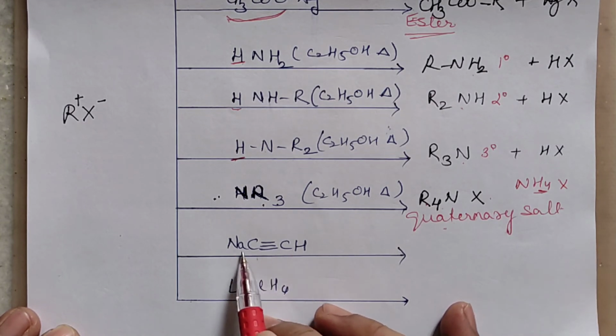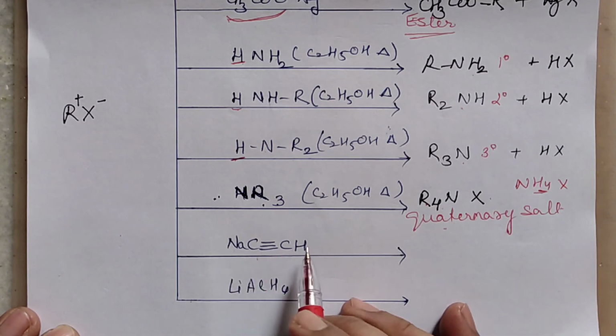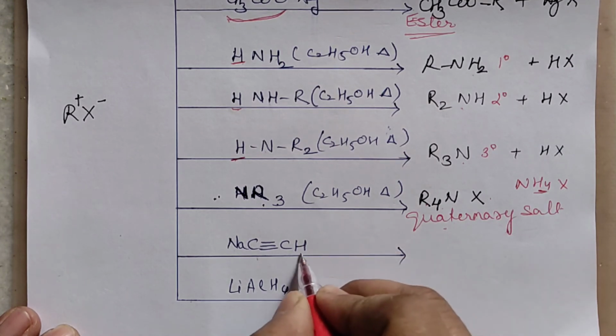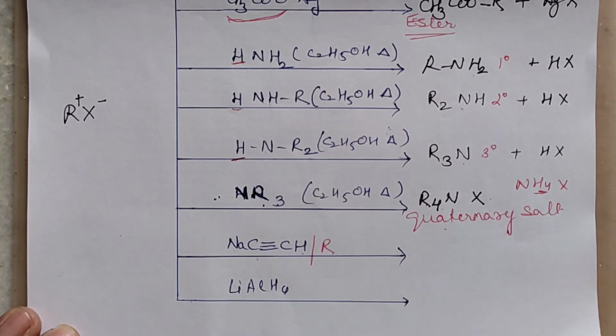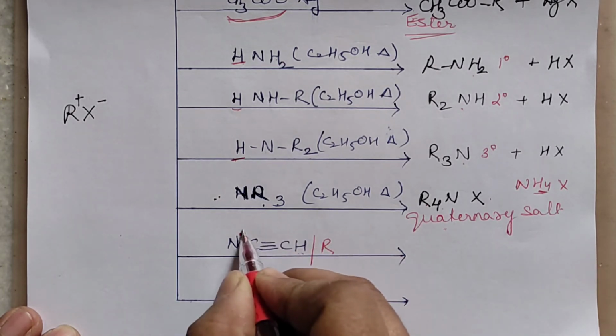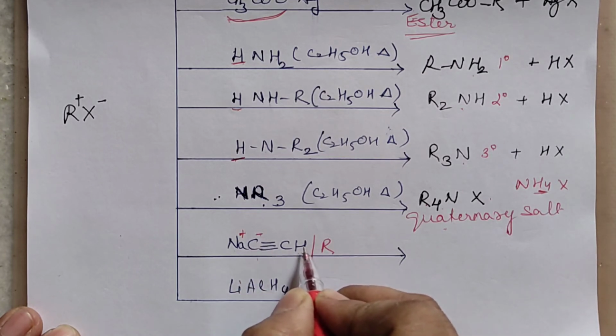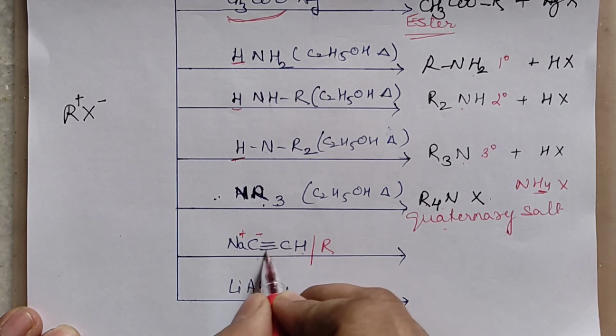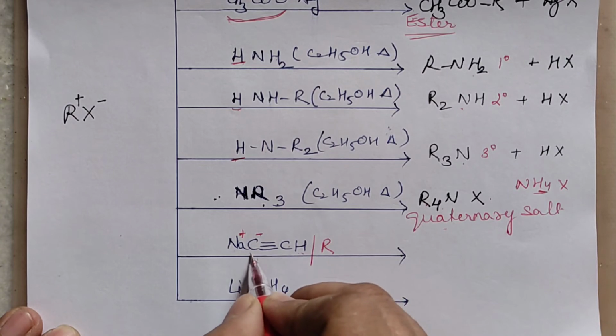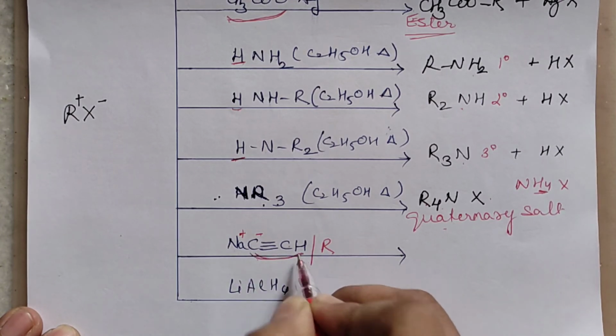Okay. Now, moving on to the next reaction. Reaction with sodium acetylide. Not necessarily acetylide. Instead of this H, you can use R also. If you use R, you will get a higher product. Okay, let's consider this as H and solve it. If you ionize it, it is Na plus and HC triple bond C minus. It's an ion, acetylide ion.